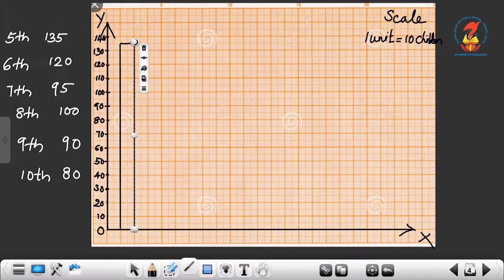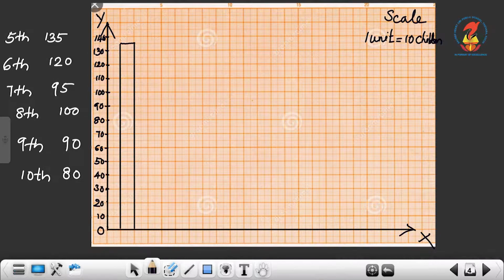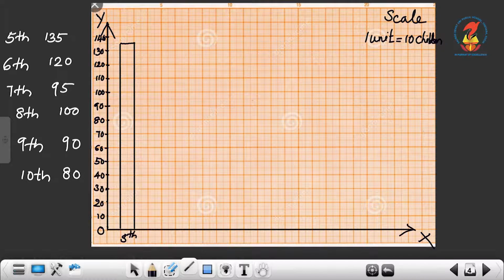And 35. Okay, and it will represent the 5th class. Then you have to leave 1 centimeter. Okay, so equal spacing between the bars. Then next is 120. 120 is against this one. Okay, you have to draw a line.